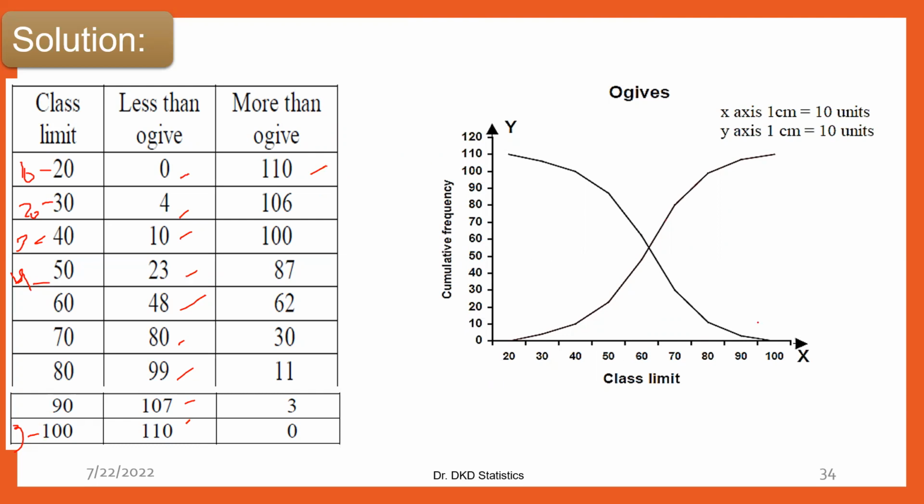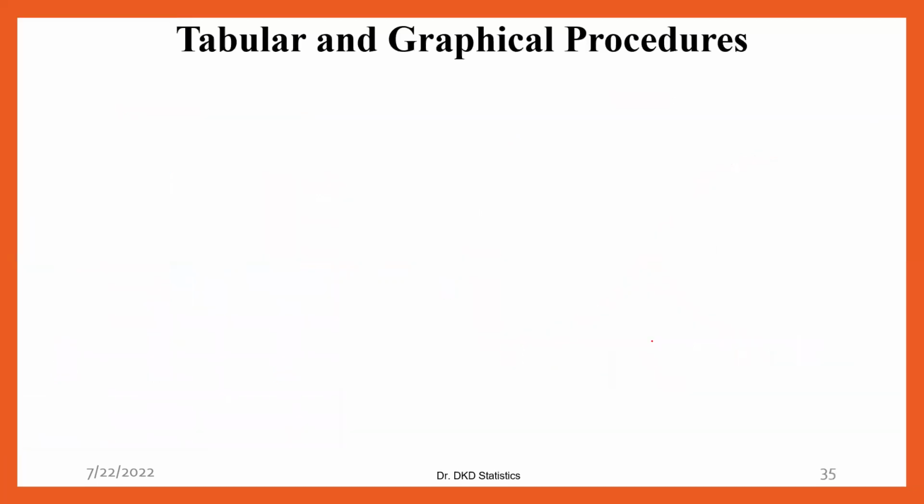We can understand and we can draw the x-axis and y-axis. If we are using graph paper, we can apply a scale: on the x-axis 1 centimeter equals 10 units, and on the y-axis also 10 units. We can use this on graph paper and create this ogive curve. And the main important value of the ogive curve is the cross point, where the curves cut each other. This is known as the median value. So these are the basic points on graphical presentation we need to understand.